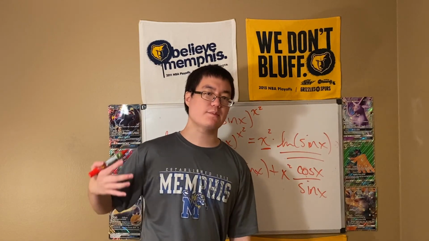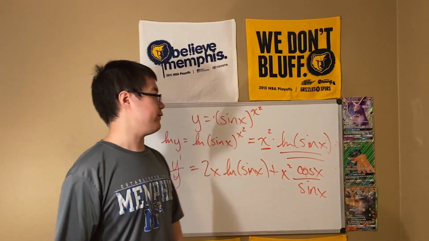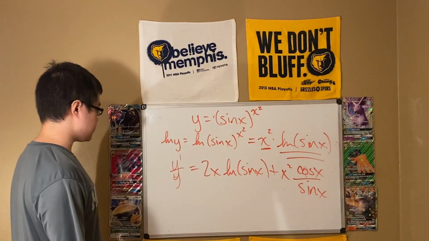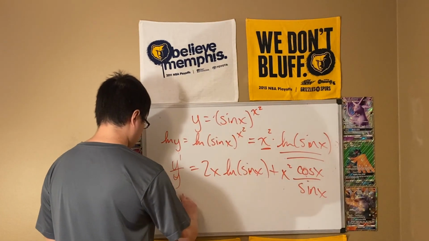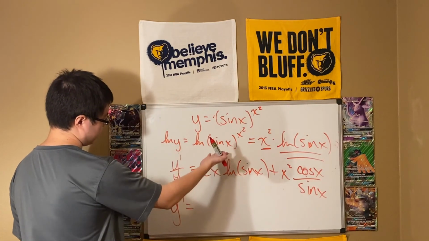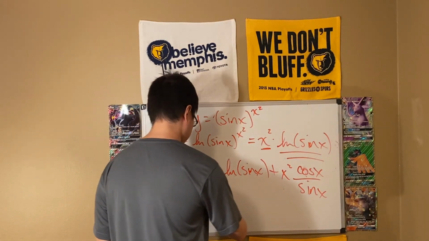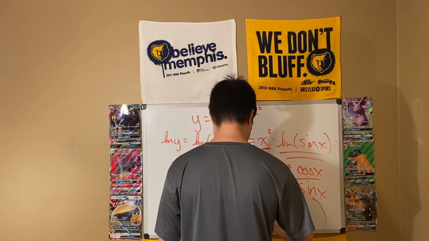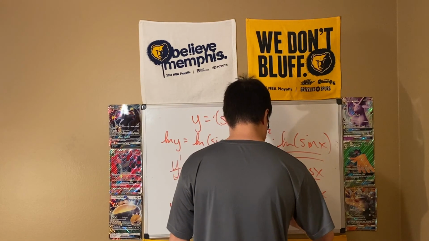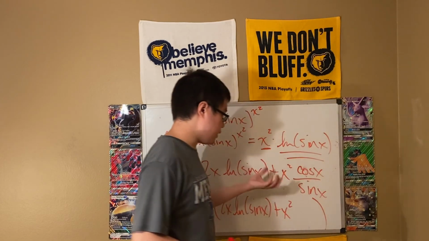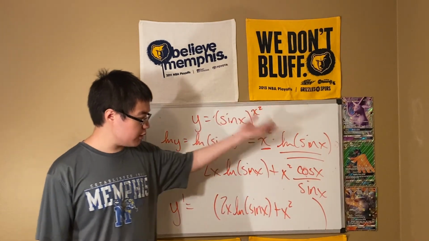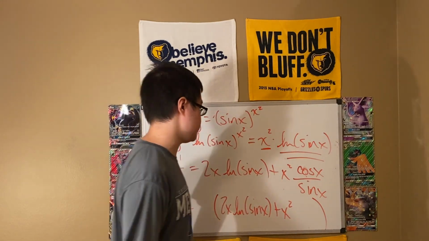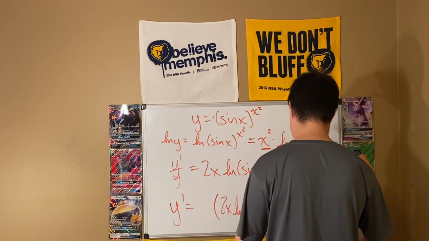Again, the most important thing by far, and a little nice review of derivatives, is this guy right here. So let's finish the question. The easiest step, just take this y, bring it nicely to the other side. So we're going to rewrite this in parentheses, 2x ln sine x plus x squared. If you were feeling a little bit bold, you might realize that cosine x over sine x is cotangent x, so we might as well change it to that so we don't have fractions.